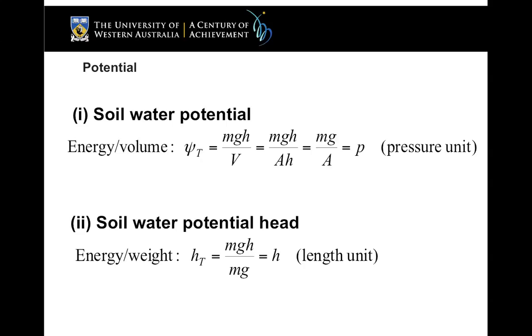In soil water potential head, on the other hand, we have energy divided by weight. So we have a length unit. We have our potential energy, mass times gravity times height, divided by our weight, which is mass times gravity, and we end up with just a length unit, or head.